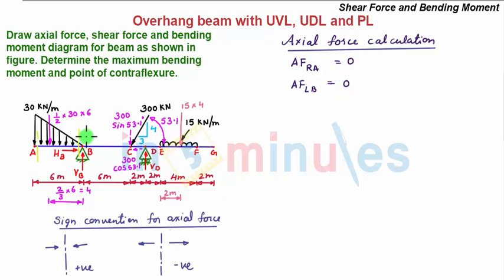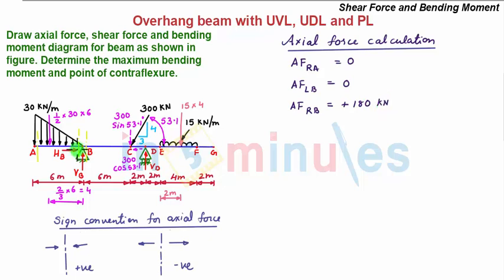Now moving the section towards the right and taking the section towards the right of B and very near to it, we see that on the left hand side of this section there is a horizontal force HB acting at point B. So the axial force towards the right of B is equal to the rightward force HB on the left hand side of the section, which is taken as positive. So we have plus 180 kilonewton, which is the magnitude of HB.